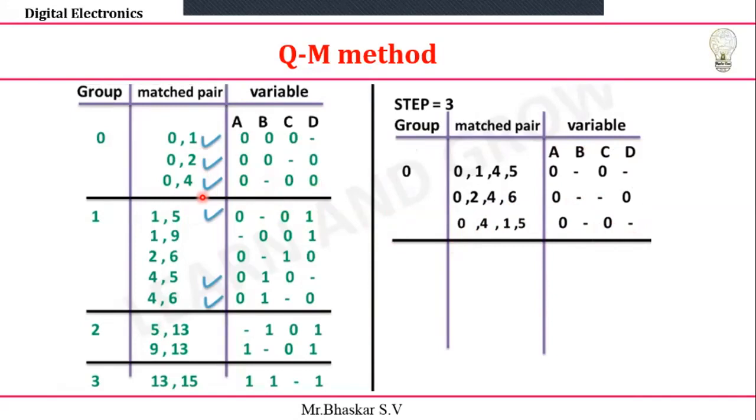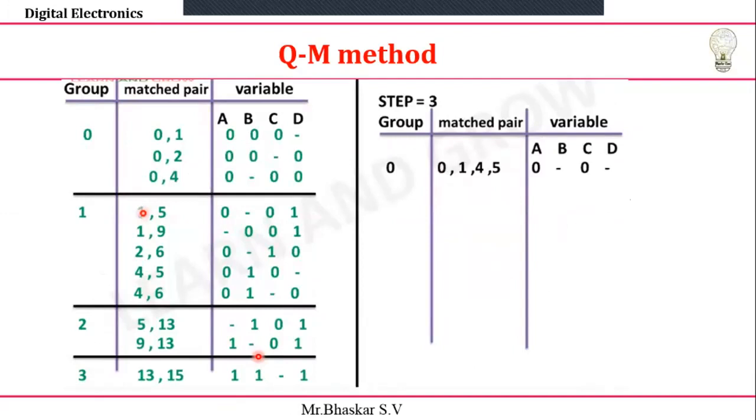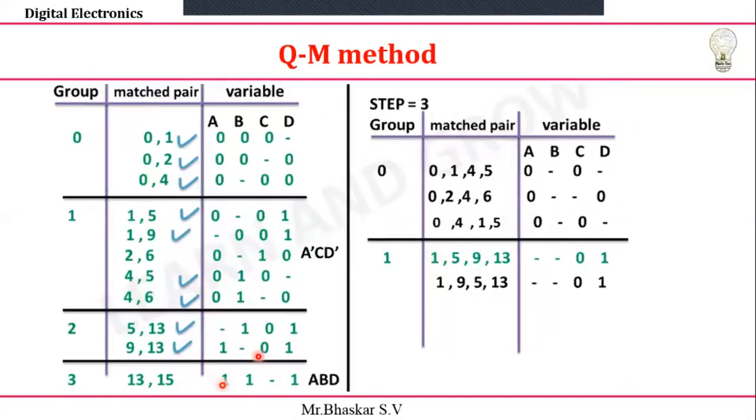So next, once it is matched, every time be careful, you need to make it as a tick. And as in the previous method, here 13 15 is also matching, right? So we need to make it as a tick, so nothing is there. Okay, once 0 1 is over, then look for the next one. Okay, this first group. Next, looking for the first group 1.